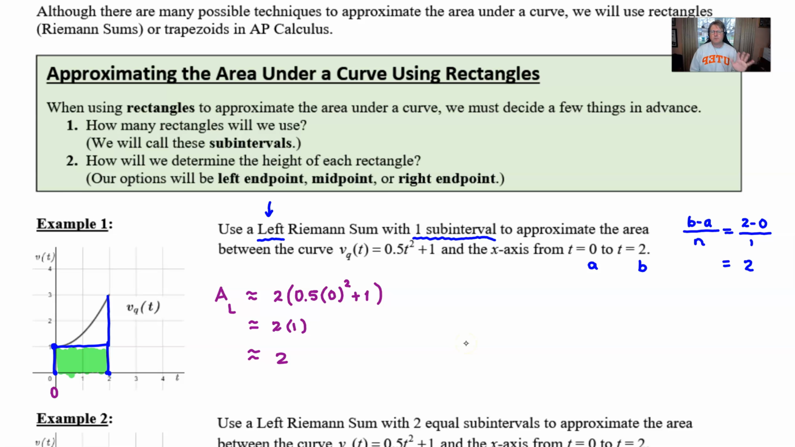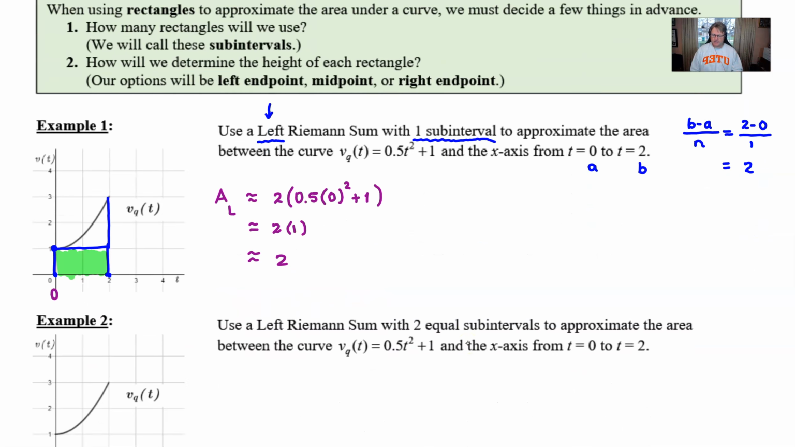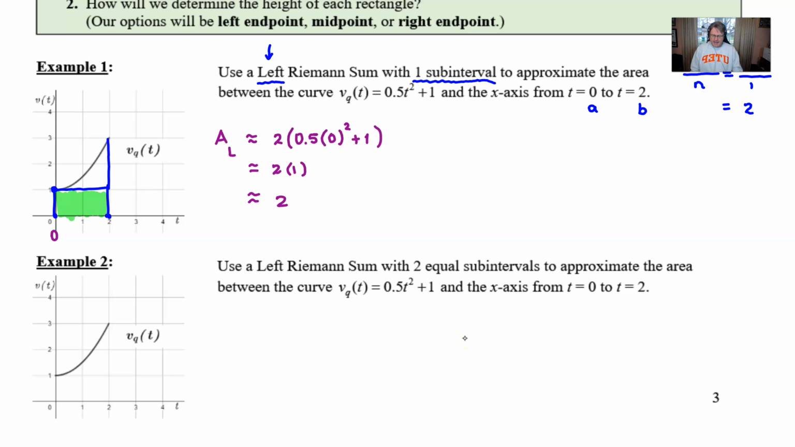Now, let's stick with this left endpoint idea and look at our example 2. The only difference now is that we are going to adjust the number of subintervals, and we are now going to go up to 2. So we're talking 2 equal subintervals, and again using the left Riemann sum. Let's denote that our function v sub q is the same, and our boundaries are still from 0 to 2, which means that the width, b minus a over n, is still the same, right? 2 minus 0 over 1 is equal to 2.